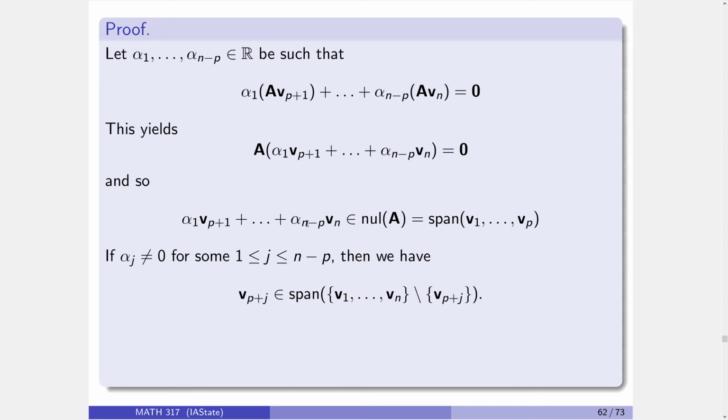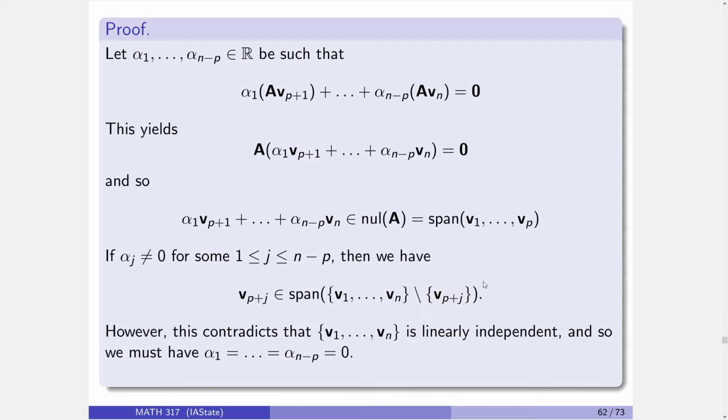If one of these scalars was non-zero, well then this linear combo is in the span here, so this linear combo is a linear combo of v1 to vp. If one of these scalars is non-zero, isolate it, move everything else to the right, and then you get that this is a linear combination of vectors coming out of this set, but not equal to itself, right? Because you have it on the left-hand side, you don't have it on the right. And that is no good, right? This is a linearly independent set.